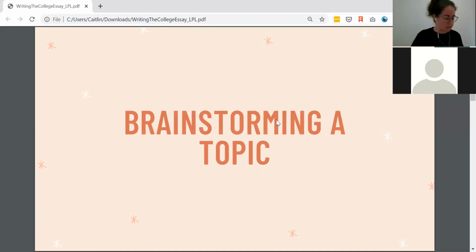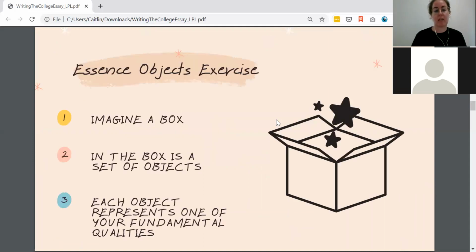We're going to go over them at the end of the presentation, books dedicated only to writing the college essay. And these next two exercises are going to come from two of those books. So we have first the essence objects exercise. Both this and the next exercise are best attempted when you don't have a topic, when you don't really know what it is that you're going to write about or why, or even if you want to write about any of these topics.